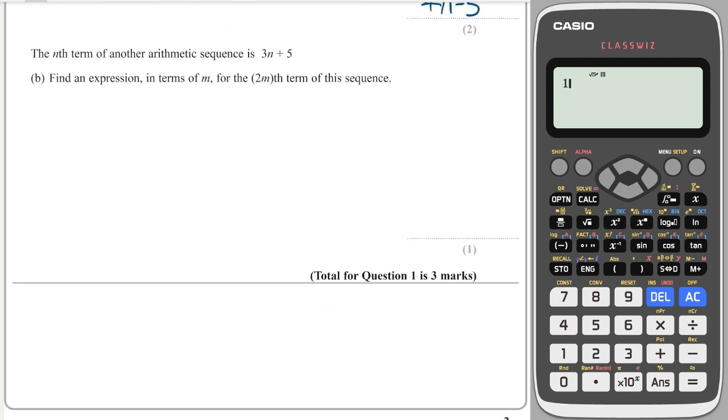It says the nth term of another arithmetic sequence is 3n plus 5. Find an expression in terms of n for the 2mth term of this sequence. Well, whenever we have a certain term in the sequence, whether it be the nth term or, in this case, the 2mth term, all we do is replace the position number with whatever number we're looking for, in this case 2m. So we write 3 open brackets 2m plus 5, and this can be simplified to 6m plus 5. So that is our formula.